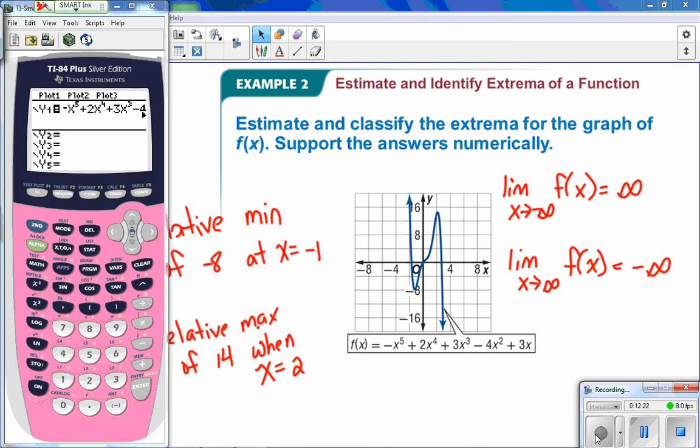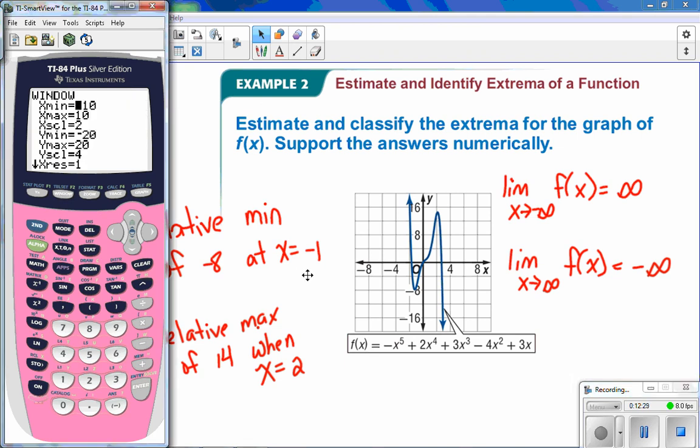To support this numerically, you can actually type the function into your calculator. I set my window according to how the window was set here. So I went from -10 to 10 and scaled it by 2, -20 to 20 and scaled it by 4. Then that way when you look at the graph, you will actually see the same picture that you see on the PowerPoint or on this video. So now if I set my table set, I set it to start at -2, and I decided to do this one by whole number increments.